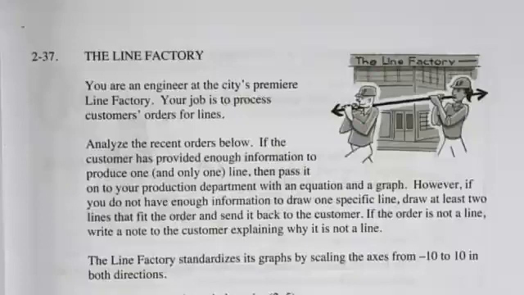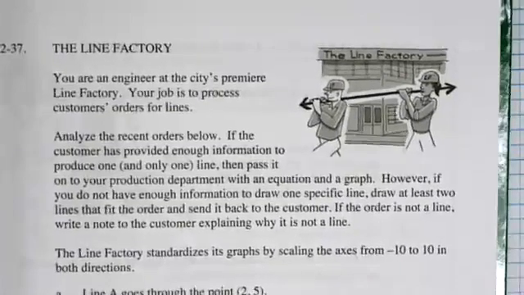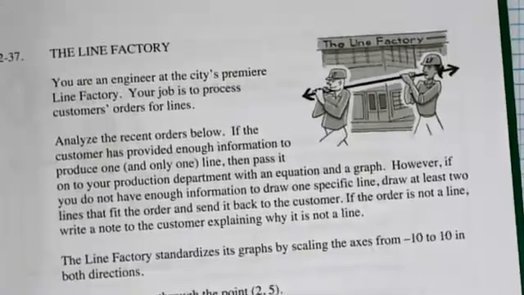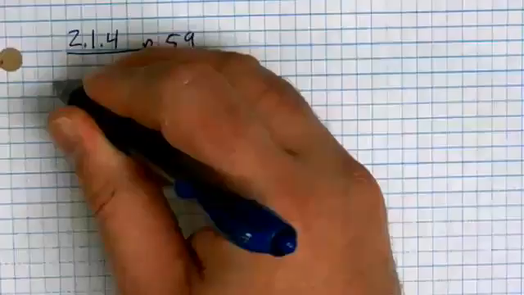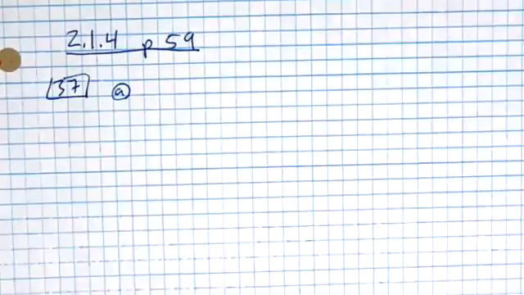Okay. So the big idea here is we're at a factory. Factory produces lines. Customers are sending us orders, and we have to determine, can we make a line to match their order? All right. And this last piece is where we're going to start. The factory standardizes its graphs by scaling the axes from -10 to 10. So this is number 37. So on your graph paper, let's go and write 37. And we're going to start with part A.